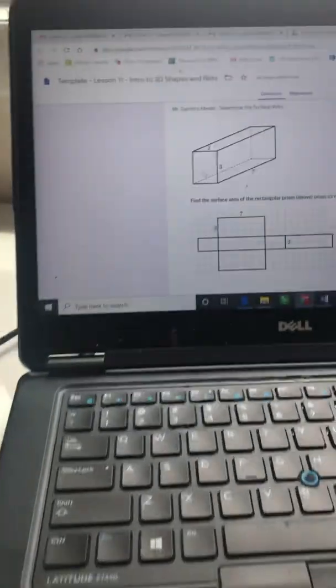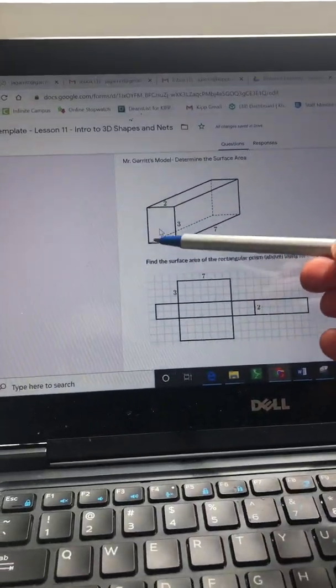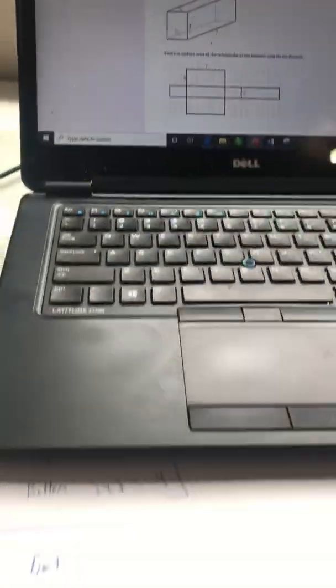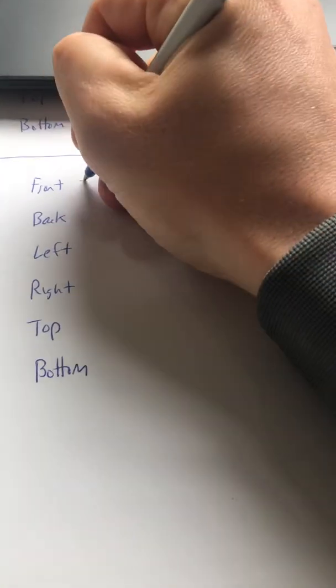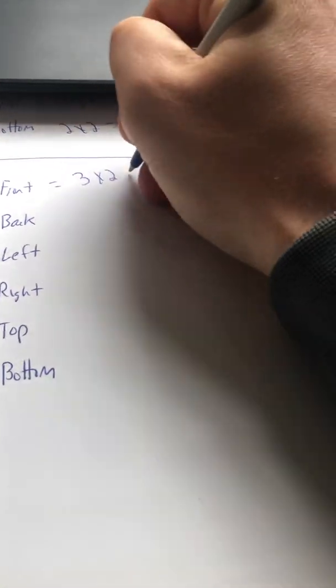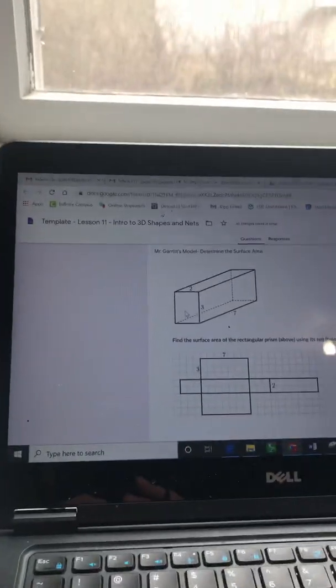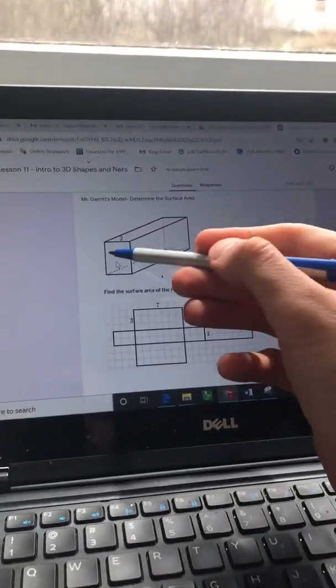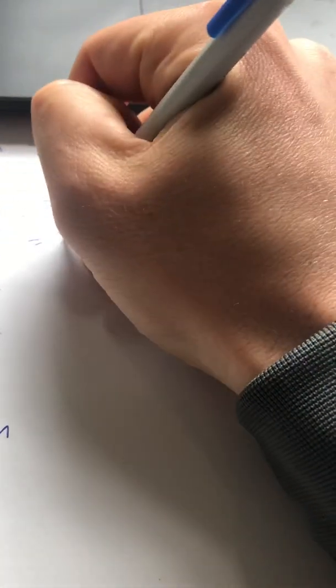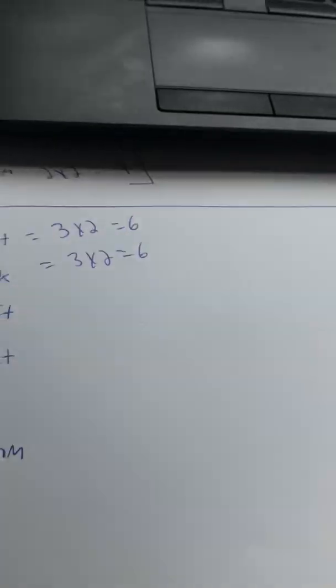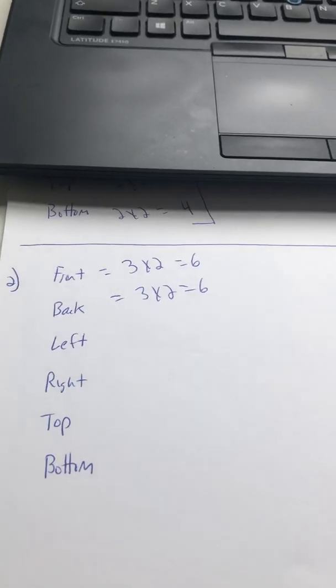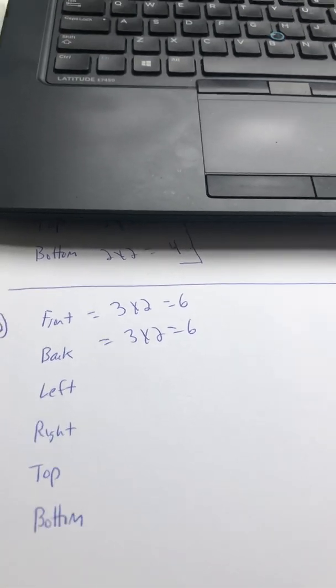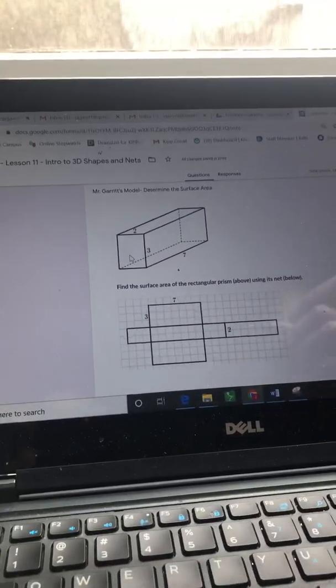So my front here, the area can be found by doing 3 times 2. So I'm going to put on my paper, front, 3 times 2, which is 6. If the front is 3 times 2, the back has to be 3 times 2. So here, I'm going to do 3 times 2, which is 6. So far, the surface area of the front and back of the shape is 12. Now let's move to the left and right.